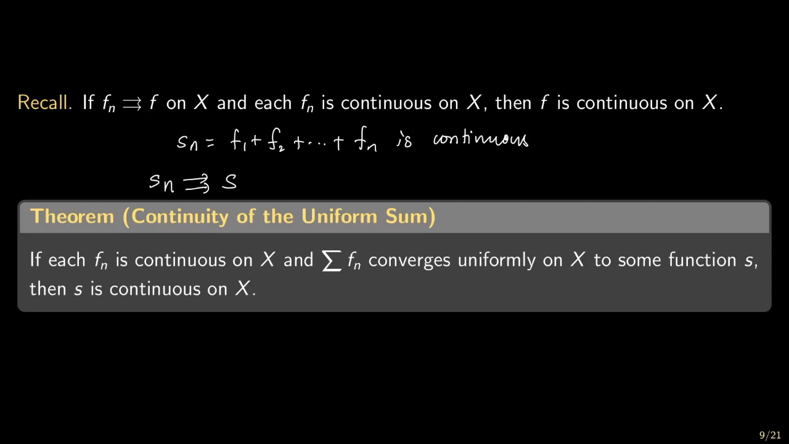So expect that when all the terms of your series are continuous, and you know that the series converges uniformly on a particular set, then whatever function this series of functions sums up to, the resulting function is still continuous.